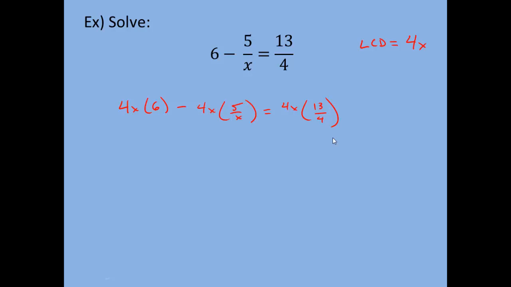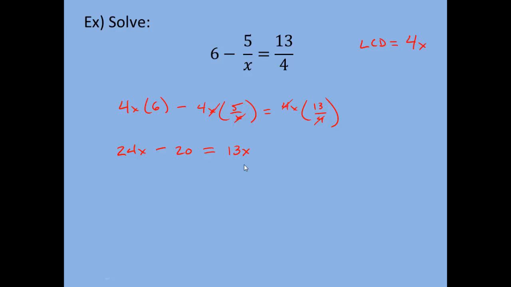And once we're here, you're going to do exactly what we did last time. You're going to multiply the LCD to each term, and if it cancels the denominator, you're going to cancel it out. So in this case, 4x times 6, well, that gives us 24x. There is no fraction here to cancel with, so you just multiply them together just like you normally would. So 4x times 6 is just 24x. Minus, here the x's cancel, so you're left with just 4 times 5, so it'll be minus 20, is equal to, here the 4's are going to cancel, so you're left with x times 13, which is 13x.